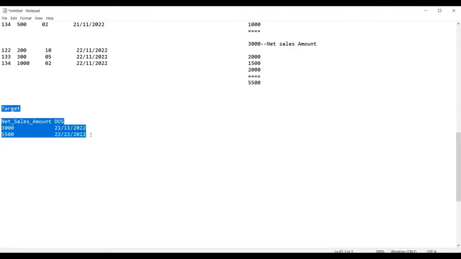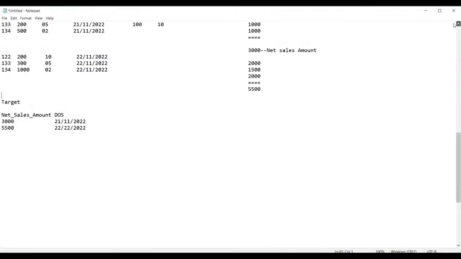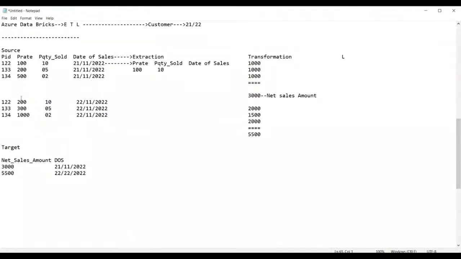Now, can you see here? This entire thing, what have we done? We have transformed this much data. This much data of two tables, I have transformed into one table in a summarized manner. So this data you can report to the customer, stating that this is the difference of sales between the 21st and 22nd day of November 2022. Am I right, everyone?